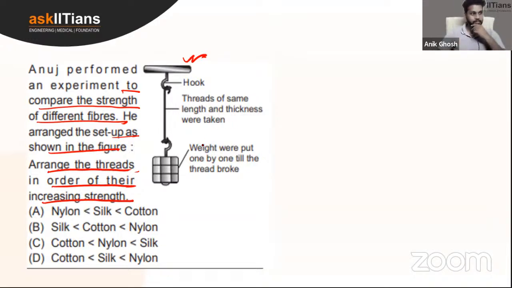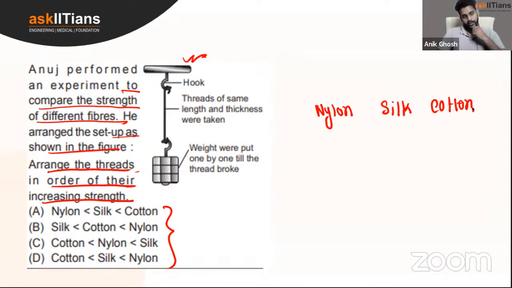First, look into the options. Don't just start thinking without looking at the options. In the options, there are only three things. One is nylon, another one is silk, another one is cotton. So the first thing is there are fibers, natural fibers and artificial fibers. What was the need for artificial fiber?